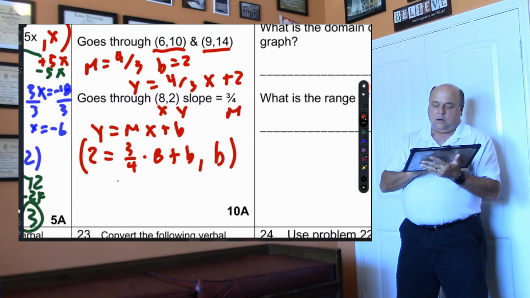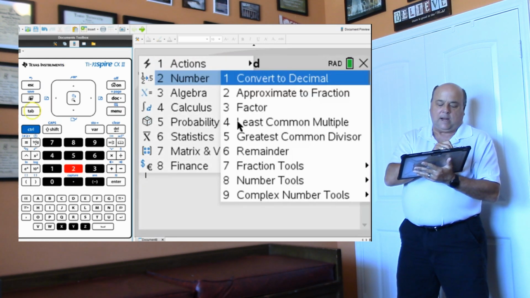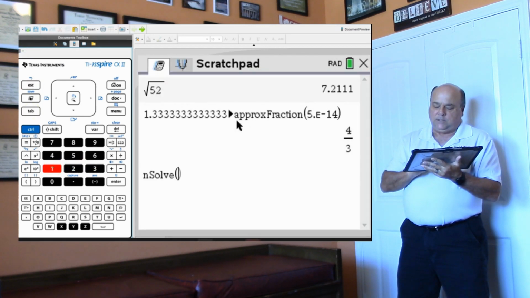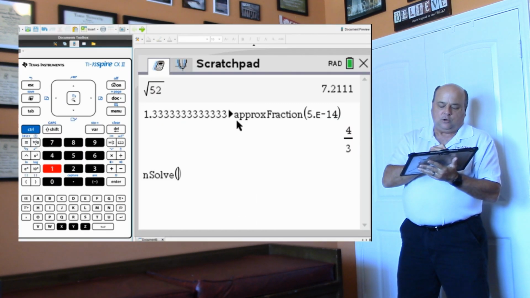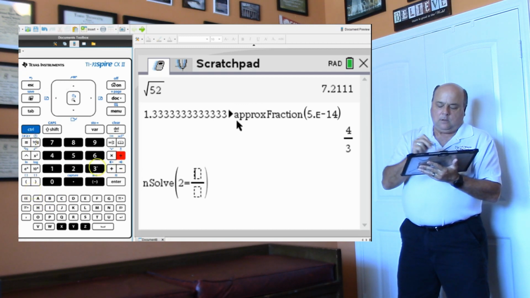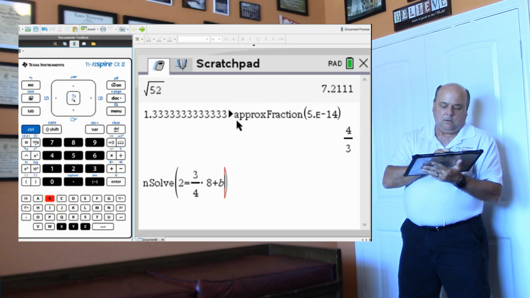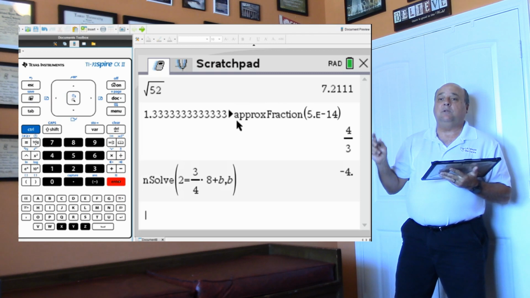So I'm going to go to the calculator. I'm going to hit menu, algebra, menu 3.1 for InSolve, and then it was 2 equals 3/4 times 8. So 2 equals, control divide, and then 3/4, and then times 8, plus B, comma B. Hit enter, and bam, I get my y-intercept of -4.